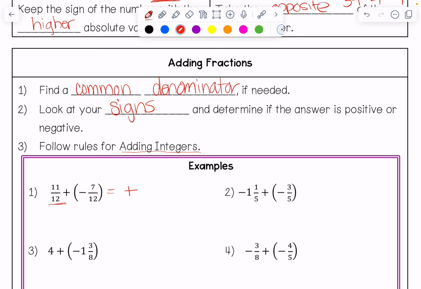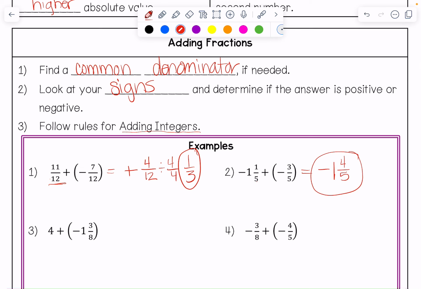And then because I have a positive and a negative, different signs, I'm going to find the difference here. So 11/12 minus 7/12 gives me 4/12, which I can also simplify to 1/3. So positive 1/3. On number 2, we have -1 1/5 plus -3/5. Again, that common denominator is already there for us. And so I have a negative plus a negative. That tells me my answer is going to be negative, and I'm going to end up getting more negative here. So this will be -1 4/5.